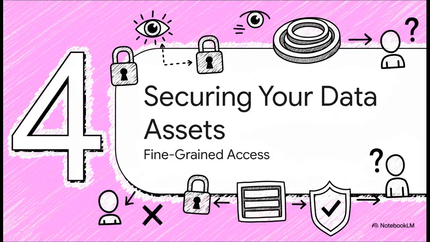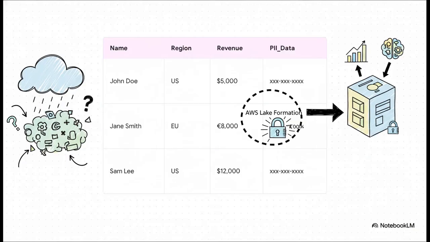Okay, so you've got all your data neatly cataloged in one place. The next huge question is, who gets to see what? And this is where Lake Formation's security model is really impressive. Let's use a super simple example. Imagine we've got this customer table. It has some general business info like region and revenue, but it also has that really sensitive stuff, personally identifiable information, or PII, like a phone number.